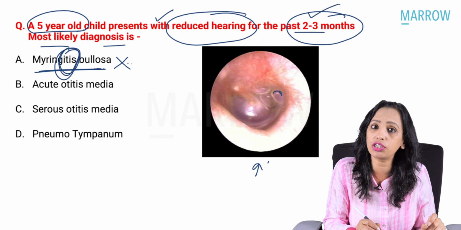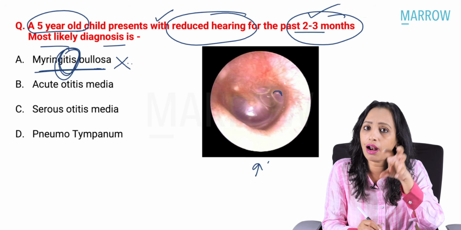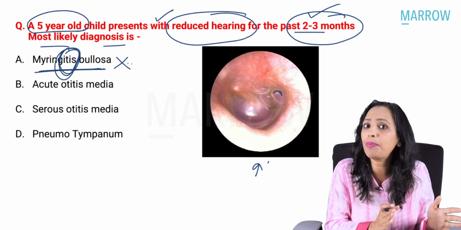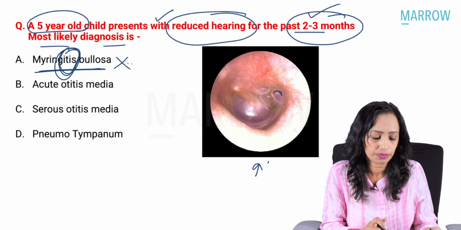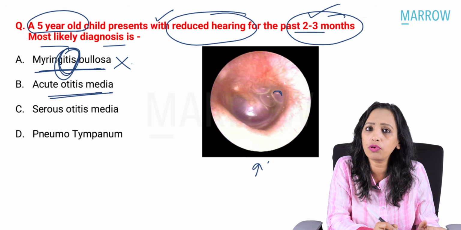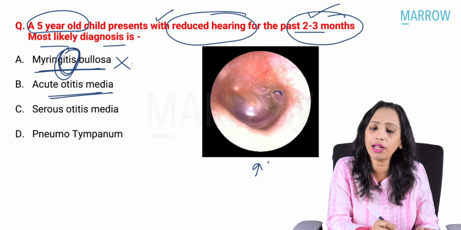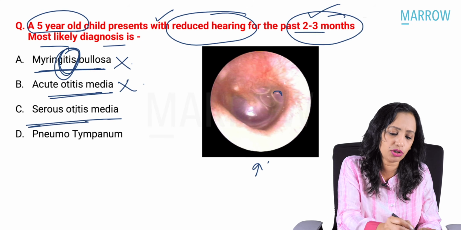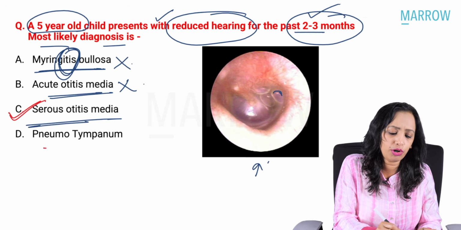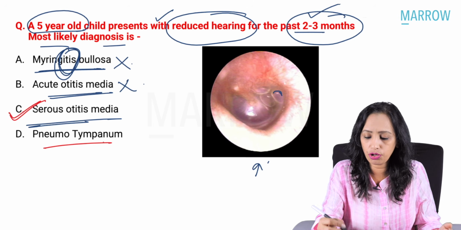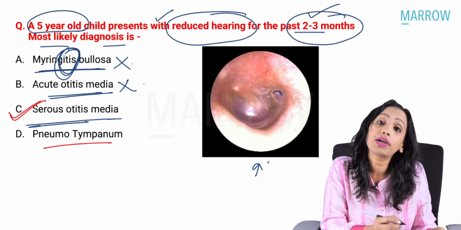This is an infective condition of the tympanic membrane where you see bullae on the tympanic membrane. It is infective, so it is very painful and an acute condition. Acute otitis media is the same: an acute condition, very painful. So it will not last 2 to 3 months and not present with only hearing loss. So again, this cannot be. The answer is serous otitis media. And pneumotympanum, what is pneumotympanum? Air in the middle ear. That is normally there. Pneumotympanum is no specific condition.